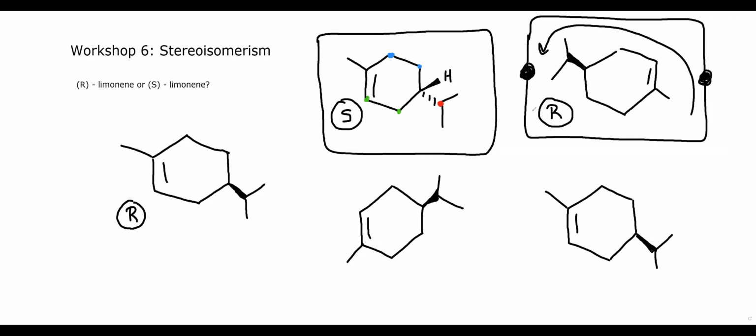The other way you could solve it is exactly as we did the first problem. Prioritize your groups and then simply count 1, 2, 3, and it should give you a clockwise configuration around that chiral center. If you put that hydrogen in the back, which it already is conveniently, 1, 2, 3, that would be our configuration.